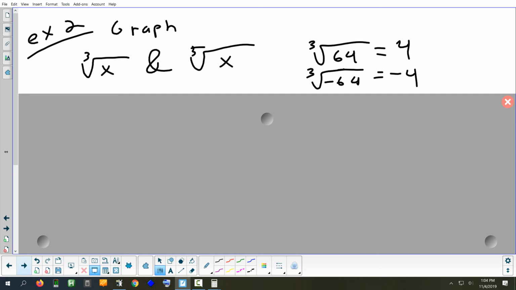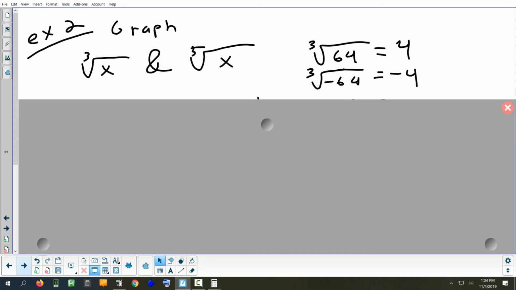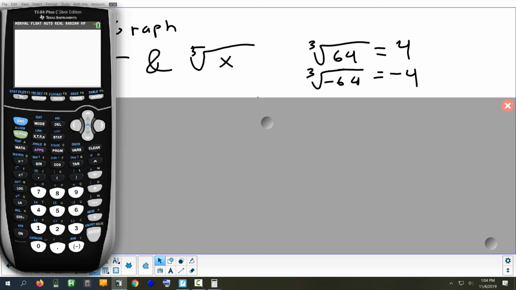So these graphs go in both directions. Even roots have a start point and go one way. Odd roots don't. They look different. So let's take a look at what an odd root looks like. Let's graph a third root and a fifth root, or a fifth root and a seventh root. Just any 2 roots.